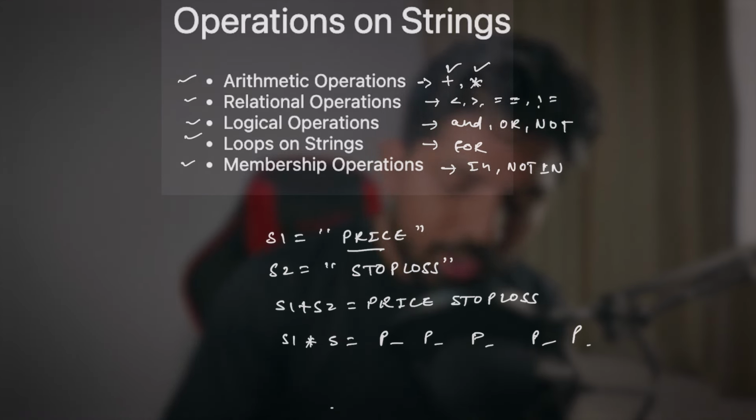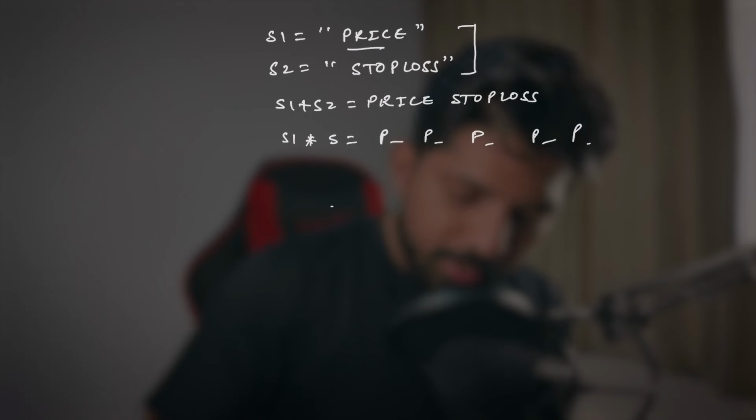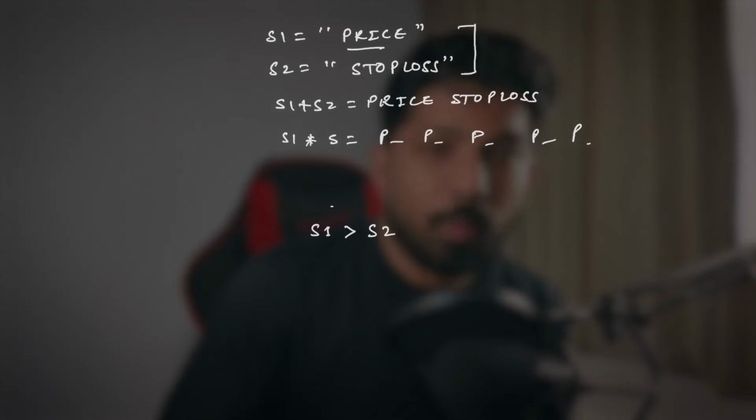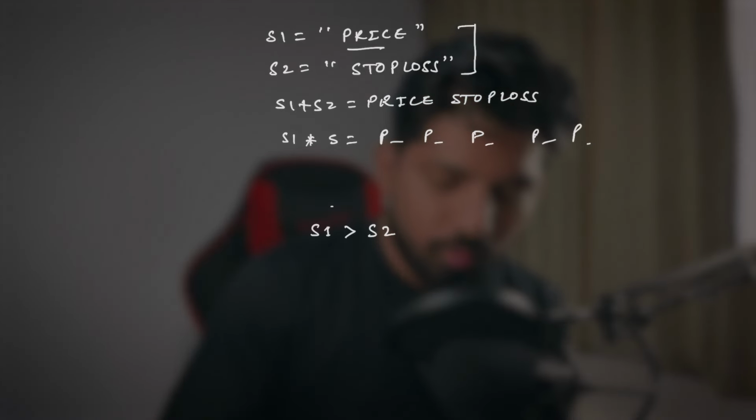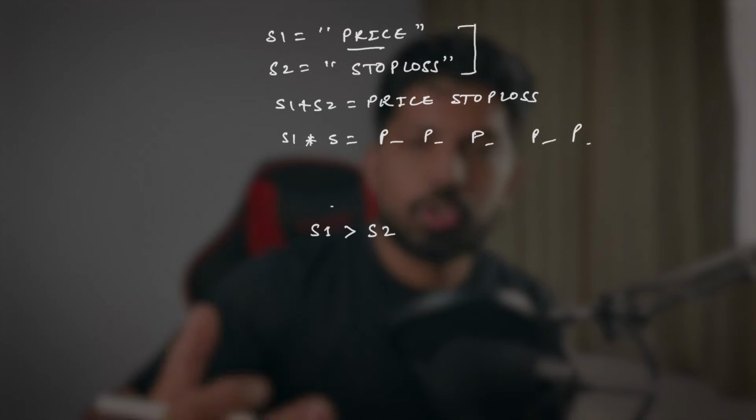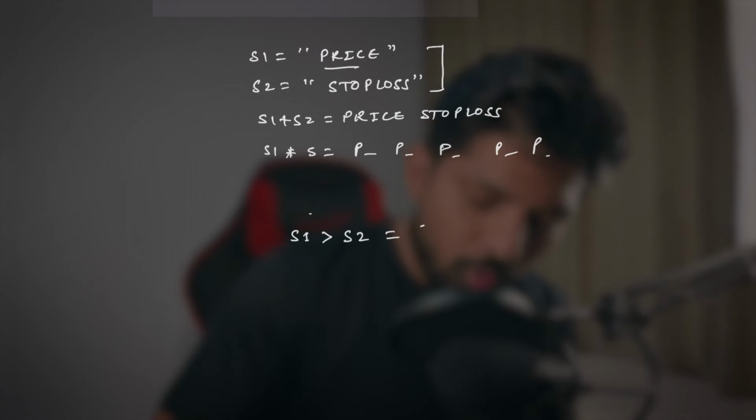Then we have relational, in which all operators work. For example, you have these two strings. If you write S1 is greater than S2, pause the video and write down what the answer will be. As we have already studied, relational operators give true or false, right? So when we perform S1 is greater than S2, it will print false.